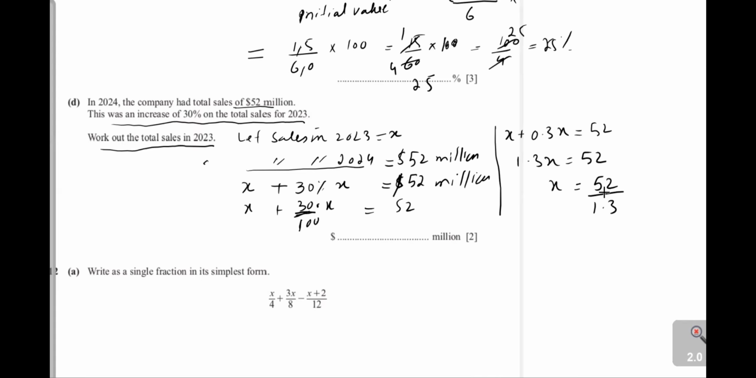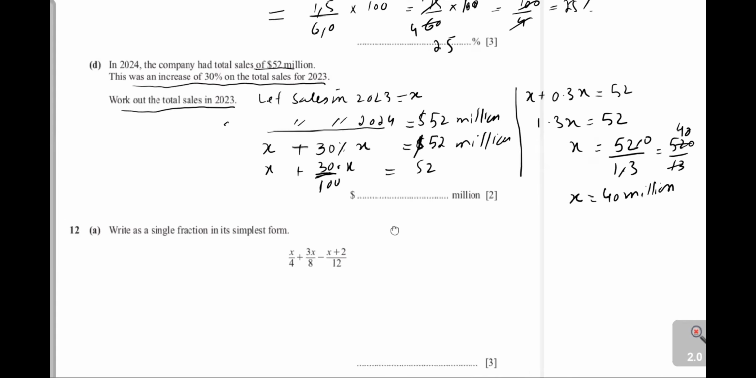We can write 52.0. The decimal places of both values are equal. Therefore, the point would be cancelled. 520 over 13. 13 times 4 is 52. 13 times 0 is 0. Therefore, X equal to 40 million. This is the total sale in 2023.